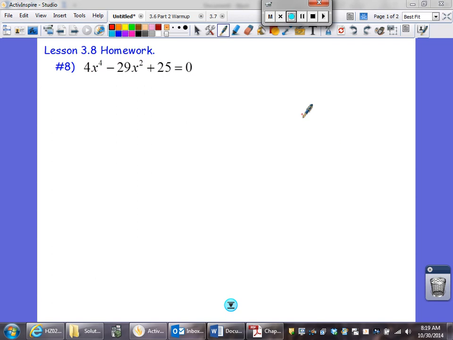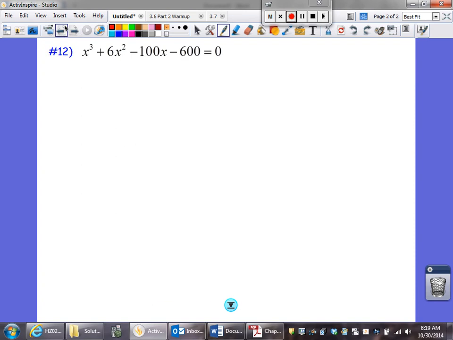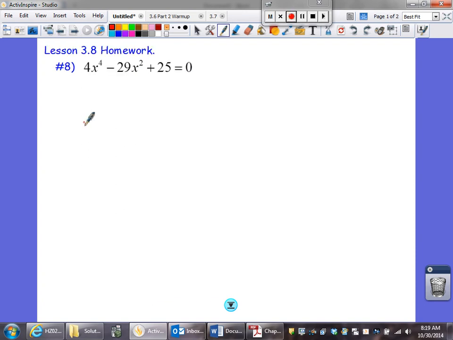Hi, today we're going to do lesson 3.8, problem numbers. We're going to do number 8 from the homework, which the directions are in the book still, and we're also going to do number 12. So let's go ahead and start with number 8.